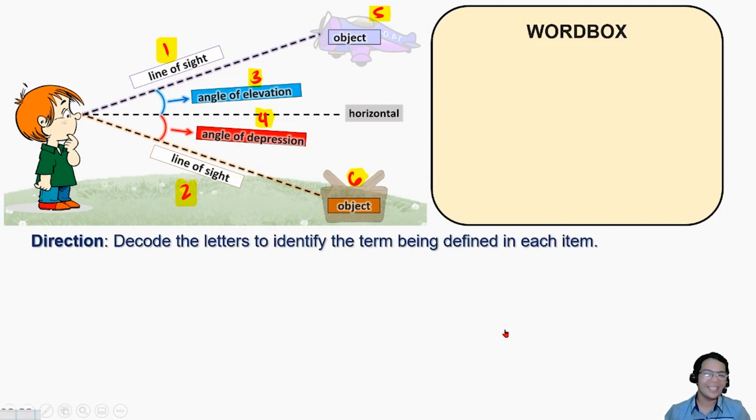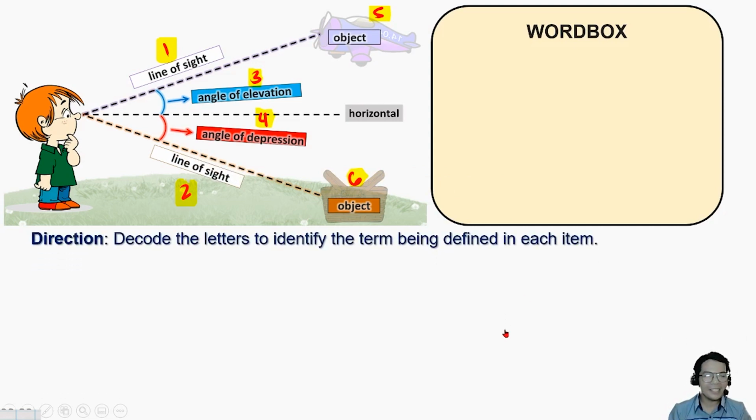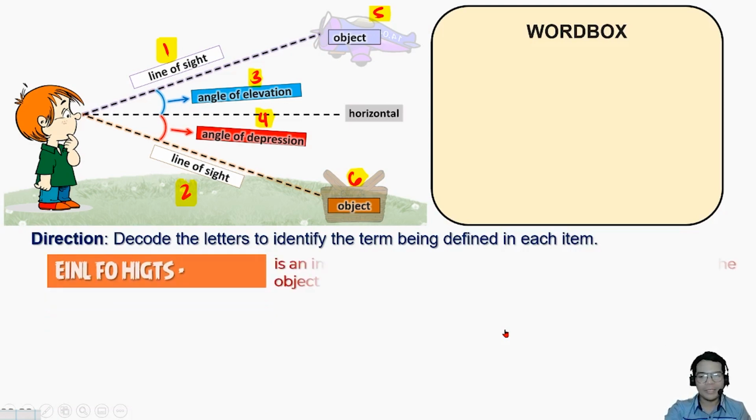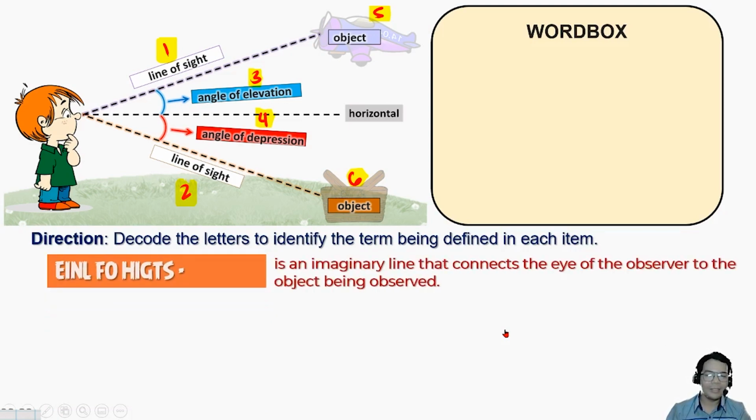Anyway, as we continue, let's arrange these scrambled words to decode the letters and identify the term being defined in each item. For the first one, here is our word or group of words. It is defined as the imaginary line that connects the eye of the observer to the object being observed. It is like the broken lines that connect the eyes of the observer to the object. What do we call that? Line of sight. Is it correct? Very good. That's our line of sight.